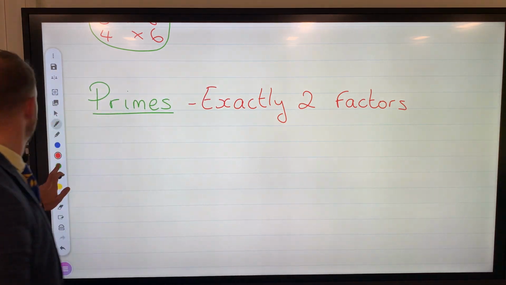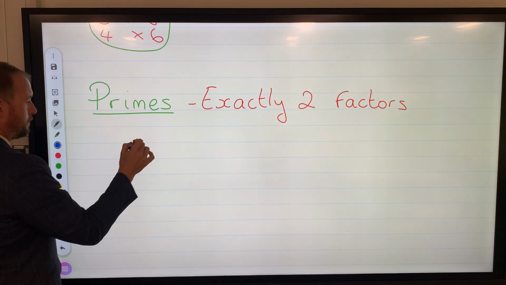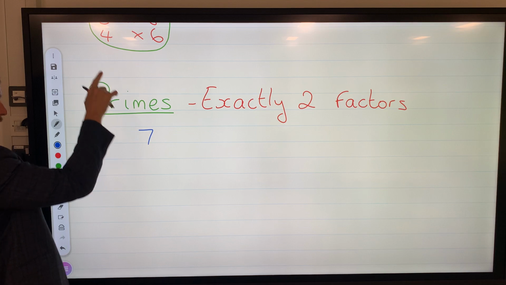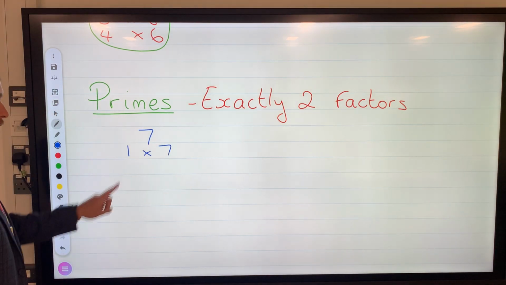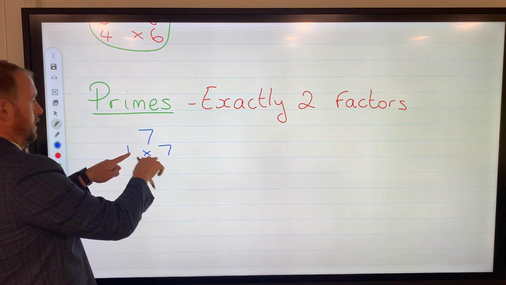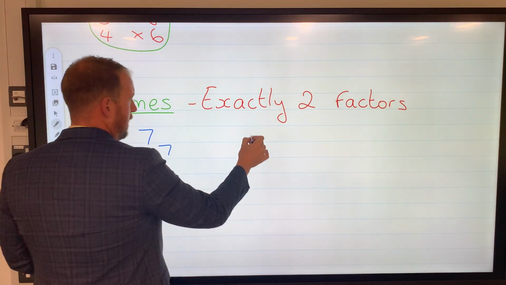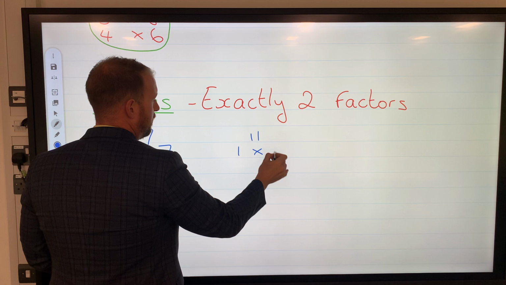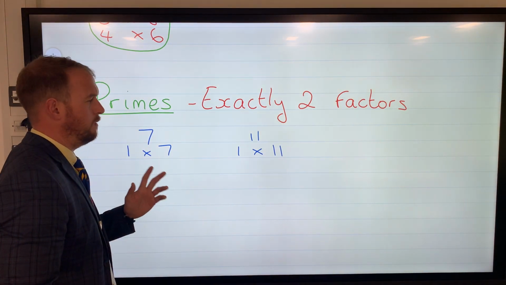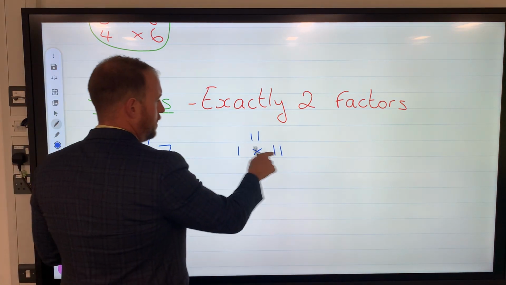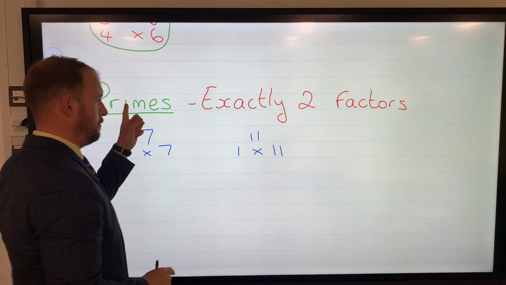Let's pick a number. Let's go for 7. Factors of 7 are 1 times 7. Therefore, exactly 2 factors, it's a prime number. 11, 1 times 11. Does 2 go in? No. 3s? No. 4s? No. 5s? No. So therefore, 2 factors makes it a prime number.